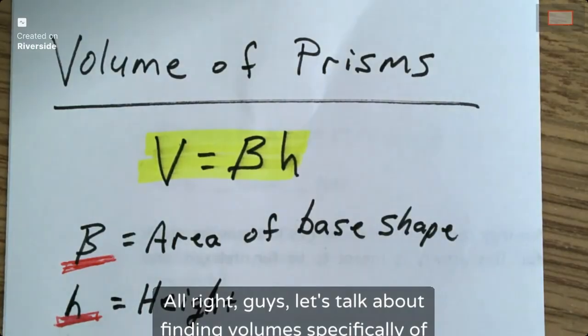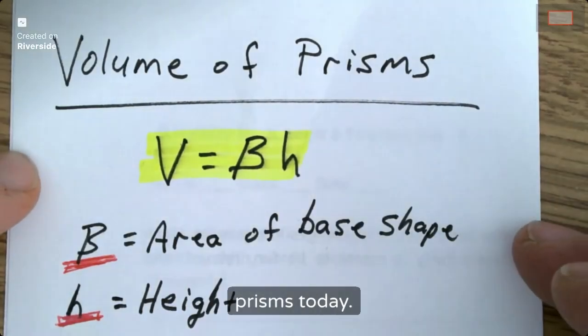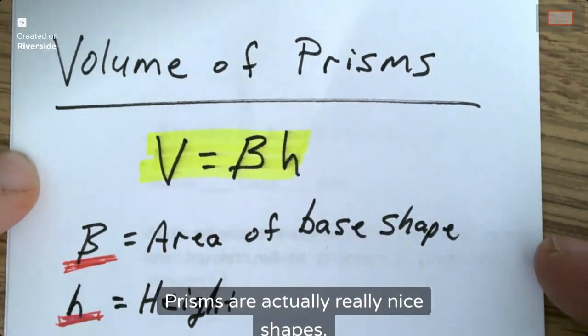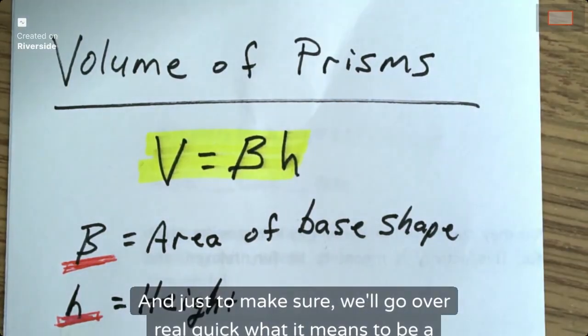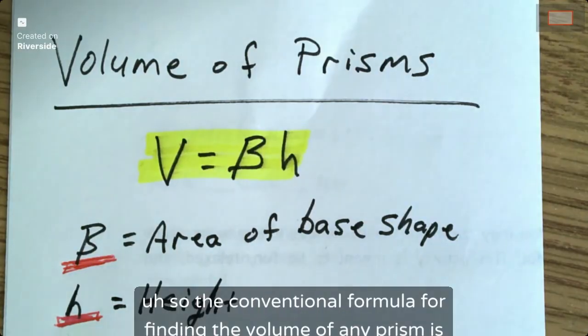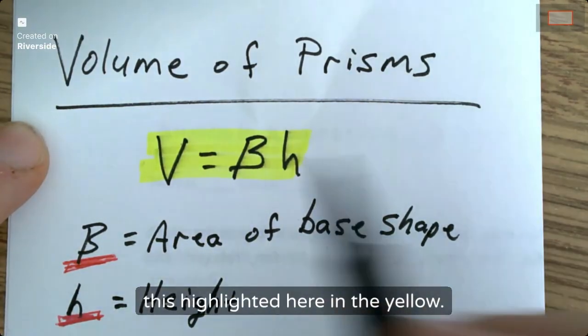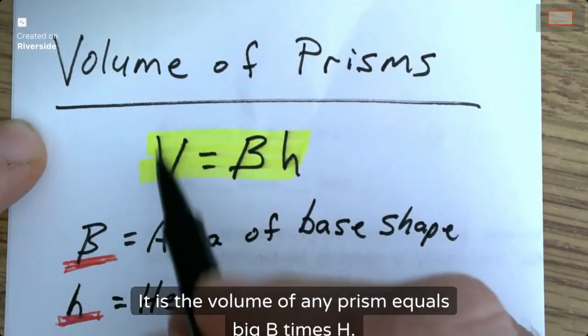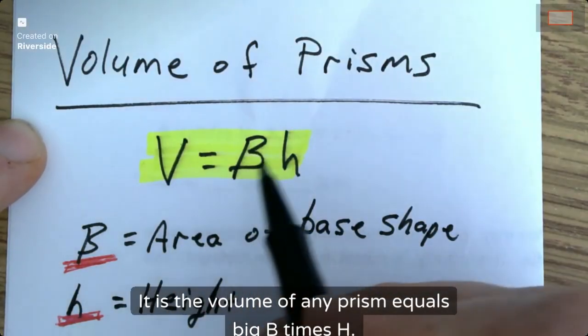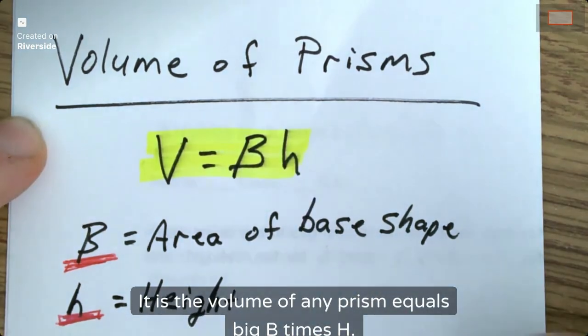All right, guys, let's talk about finding volumes, specifically of prisms today. Prisms are actually really nice shapes. And just to make sure, we'll go over real quick what it means to be a prism. The conventional formula for finding the volume of any prism is this, highlighted here in the yellow. It is the volume of any prism equals big B times H.